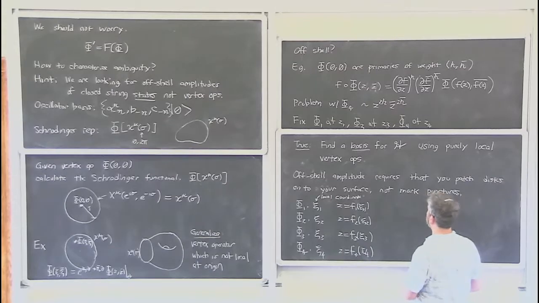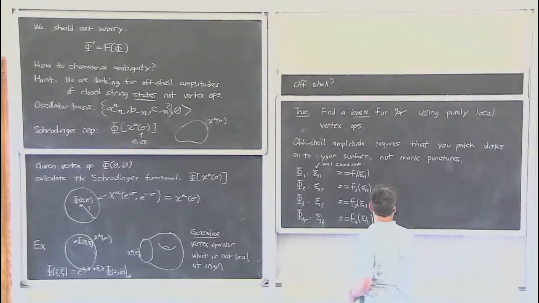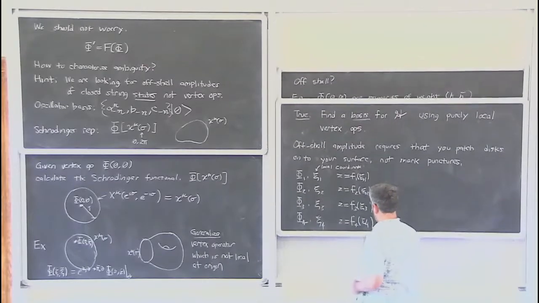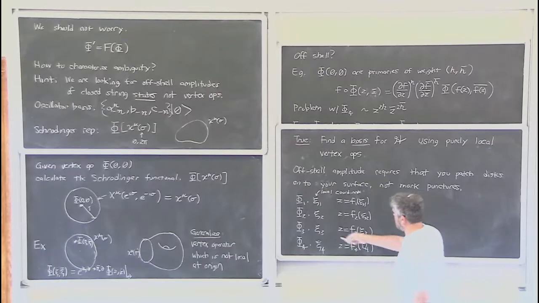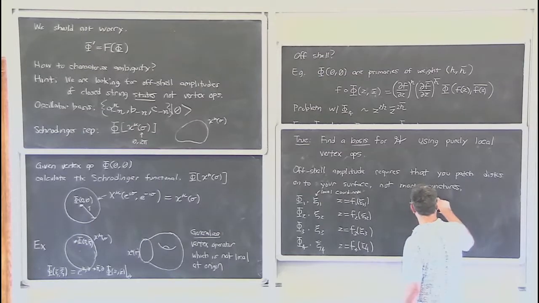Okay, so if we require that these maps insert the vertex operators at their canonical positions, then we can require or assume that f1 of 0 equals 0, f2 of 0 equals z, f3 of 0 equals 1, and f4 of 0 equals infinity. So let me draw a picture.